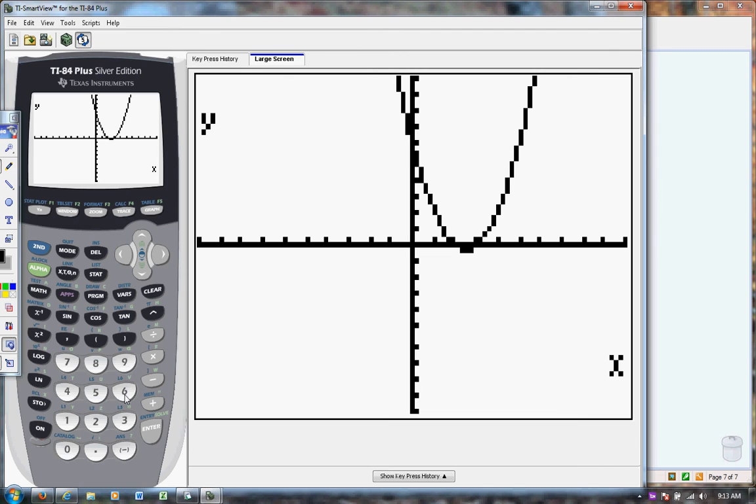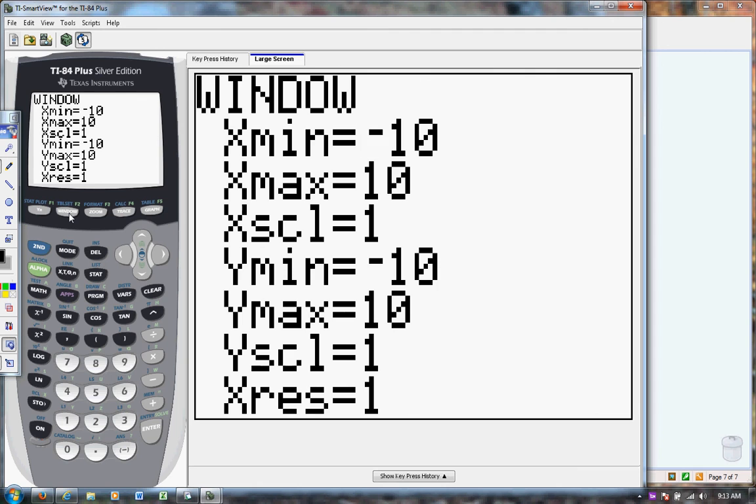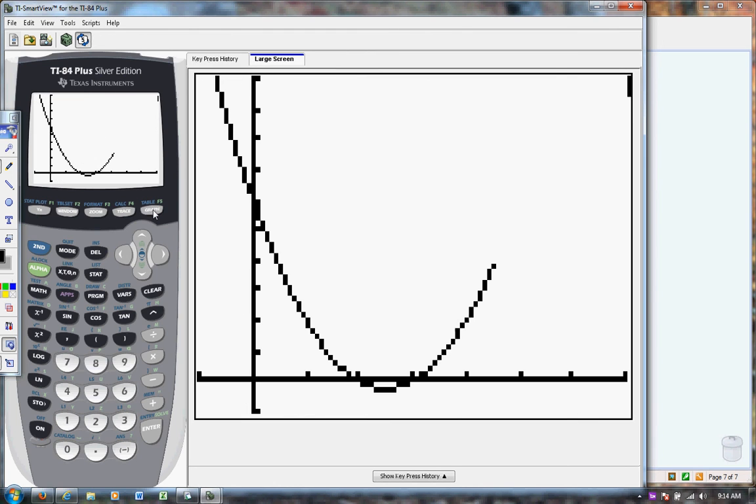Now, we really don't need to be that big. You also need to know how to adjust your window. So press the window button. We don't need all those negative x's. Let's make it like negative 1. And we really didn't need to go all the way to 10. Let's maybe go to like 7 or something. We didn't need any negative y's, so to speak. So let's just make that negative 1. And now my graph is going to have a lot more detail. Okay?